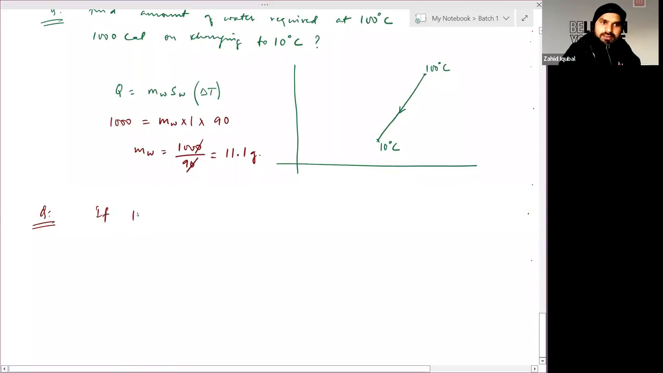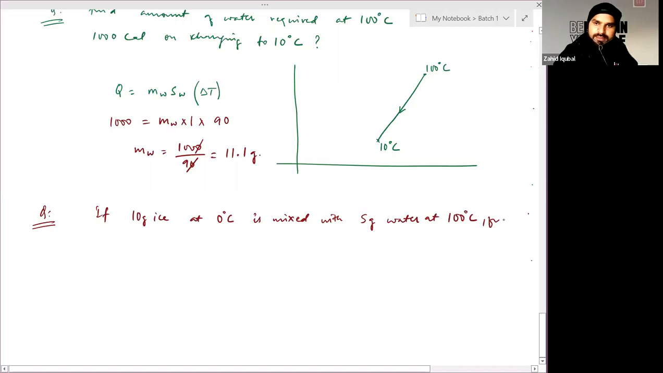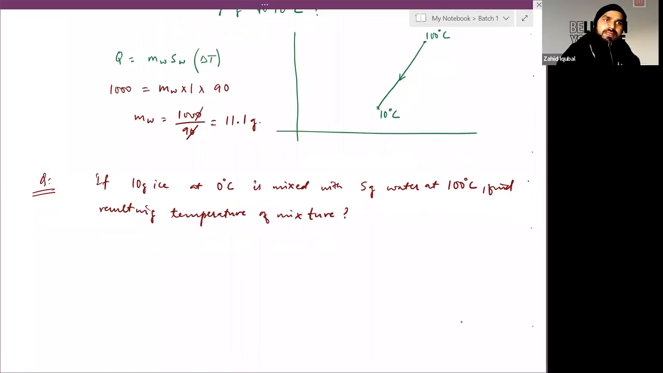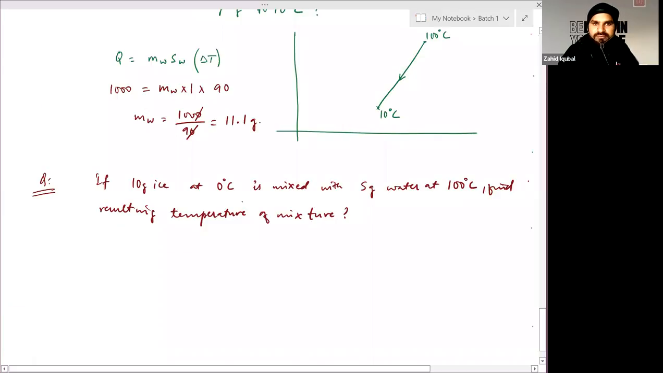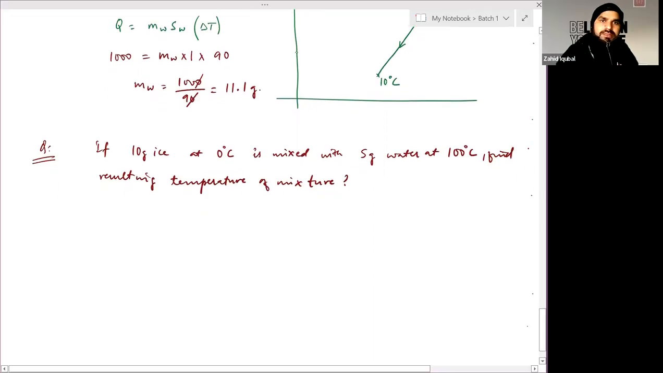If 10 gram ice at 0 degrees Celsius is mixed with 5 gram water at 100 degrees Celsius, find the resulting temperature of the mixture. So what will happen in this case? You will see ice will first melt into water, and then its temperature would increase from 0 degrees Celsius to some equilibrium temperature, T degrees Celsius.